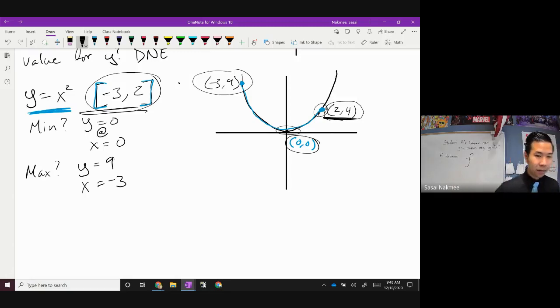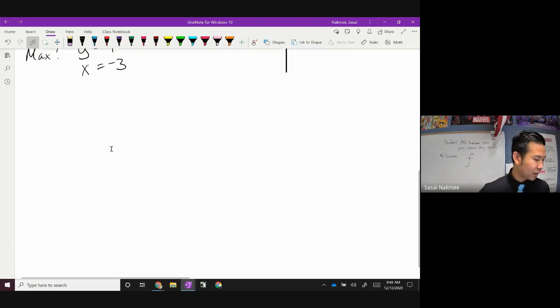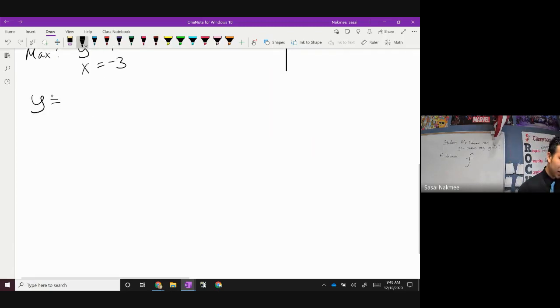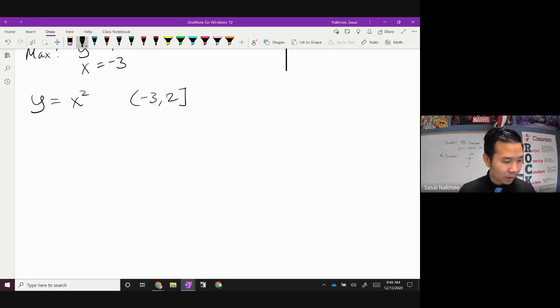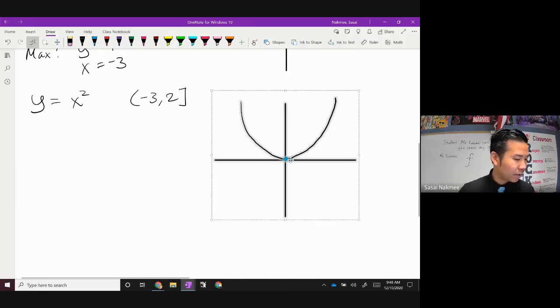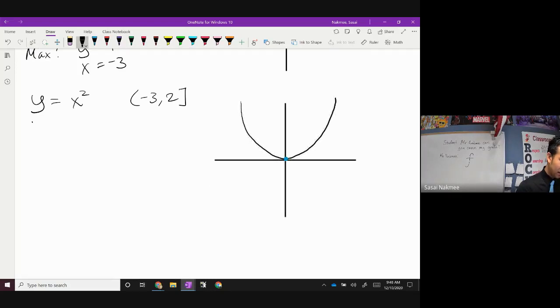Now, let's take a look at this one more time. Let's say I was looking at the same function again, y is equal to x squared, but this time we're looking at it on the open interval of -3 and the closed interval of 2. Okay, we're looking at it there. So same graph, same thing. This time we look at this guy. Same thing that's going to be asked.